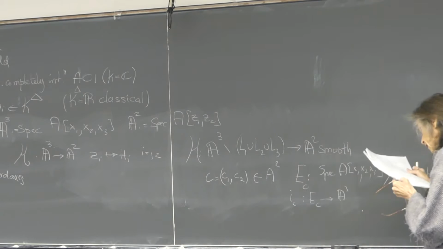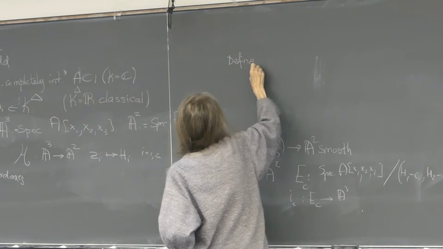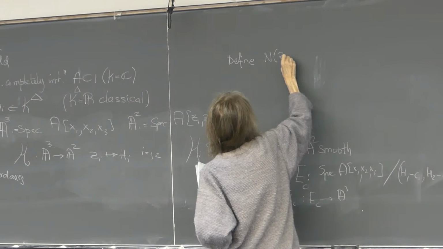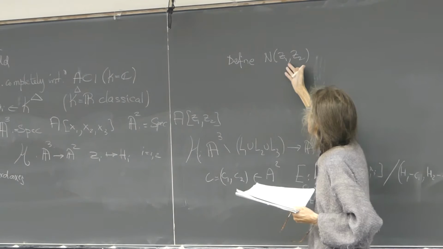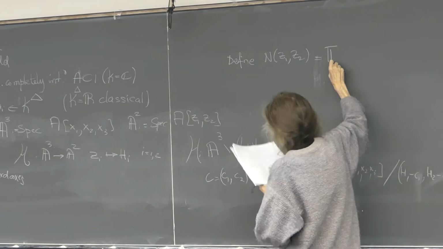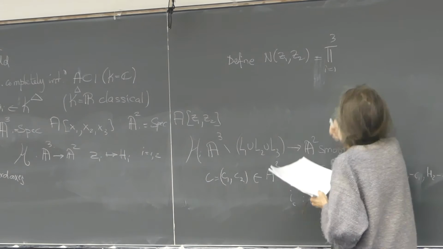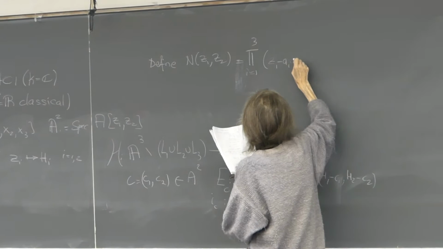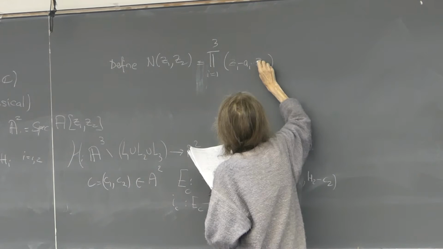Now you want to define a couple of polynomials, because that's where the idea is. So first N of z1, z2. Z1, z2 are basically the constant values of the Hamiltonians, right? So this is a rather natural thing to do, but it looks like out of the blue: the product over i from 1 to 3 of (z1 minus a_i z2). And therefore it's in the polynomial ring A[z1, z2].